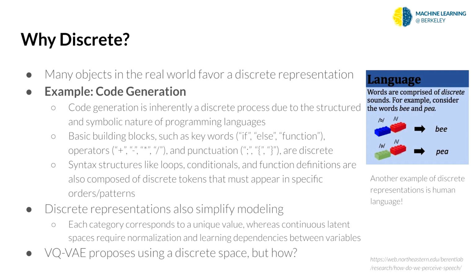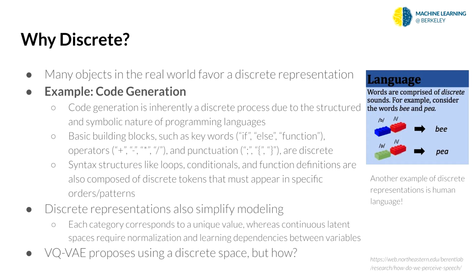Because of that, discrete representations also simplify modeling. Each category corresponds to a unique value, whereas continuous latent spaces don't, right? Because there's an infinite amount of values you can have, and each value doesn't necessarily correspond to something in the real world that we can interpret. Learning these continuous spaces also requires normalization and learning dependencies between different variables, which adds a lot of complexity, especially when researchers try to extend VAEs to other use cases. So those are a couple of the problems that VAE has with the continuous space. That was the state before VQ-VAEs were introduced.